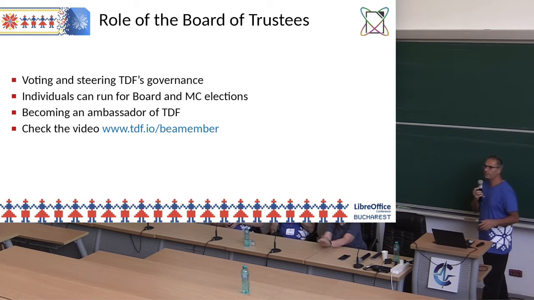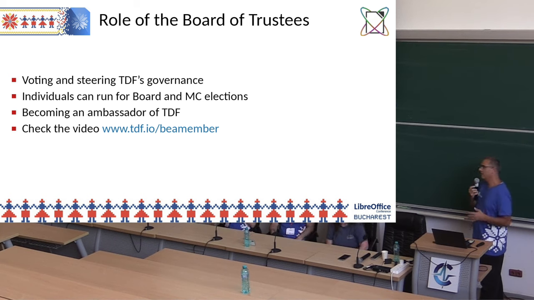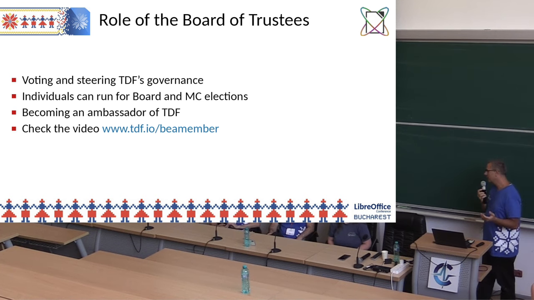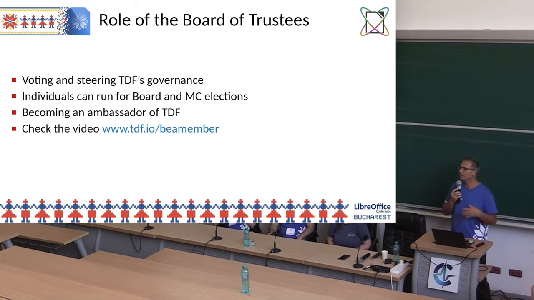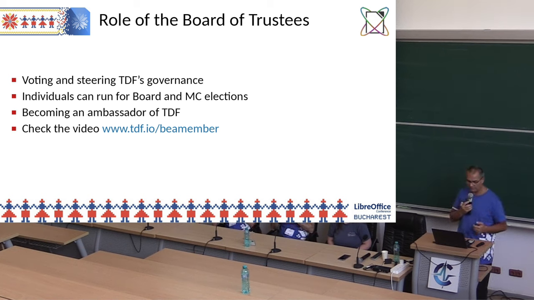What can the members do? They can vote and thus steer the foundation, because what they vote for are the representatives of the board of trustees, which are the board of directors and us, the membership committee. We are both voted by the members. But the members can also run, and please do it, to become part of the membership committee or the board. So there are elections coming now for the board. So please apply if you are willing to give more support and to help steer the foundation.